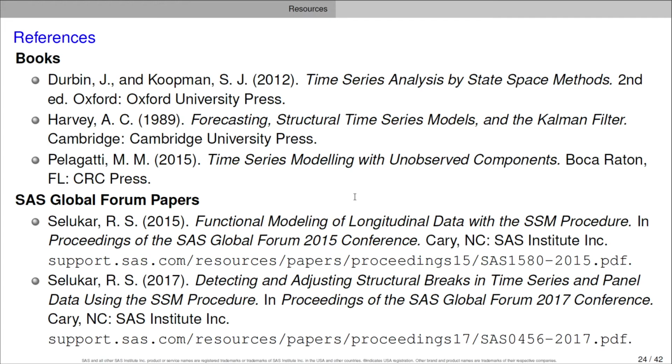The two SAS Global Forum papers I have mentioned here also act like an addition to the UCM documentation. They deal with two important topics which are not usually covered in the SSM literature. The topics are functional modeling of longitudinal data, and detection and adjustment of structural breaks, all using state space models. I think you will find these books and references quite useful.